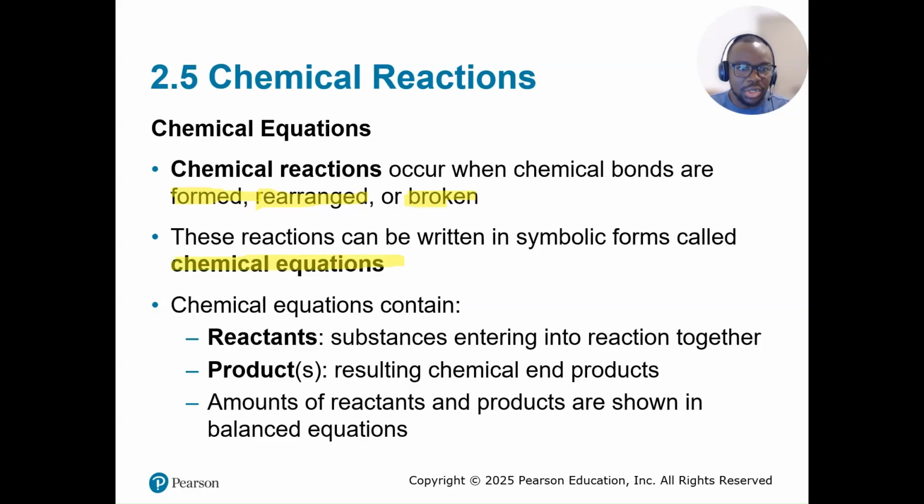Each chemical equation contains reactants and products. Reactants are the number and kind of interacting substances or substances entering into a reaction. Products are the resulting chemical end products of the reaction.